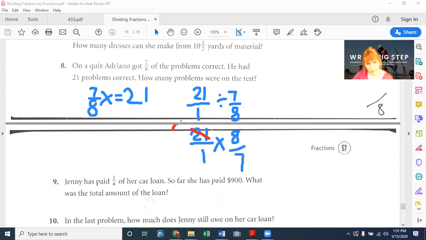And then we just cancel where we can. 21 divided by 7 is 3. 7 divided by 7 is 1. We end up with 3 times 8 is 24 on the top, and 1 times 1 is 1 on the bottom. So how many problems were on the test? 24 problems were on the test. Of the 24 problems, he got 7/8 of them correct, so he got 21 problems correct. And that makes sense if you want to think about it. It's always good to go back and think, does the answer really make sense with the problem context? And yes, 24 should be more than 21, but 7/8 is almost all of them, so he should have gotten pretty many of those 24 correct. So that does make sense.